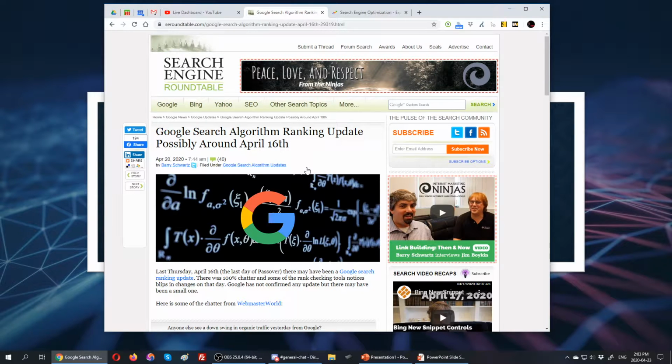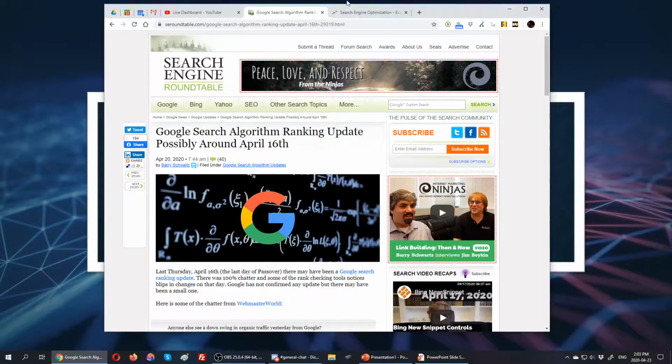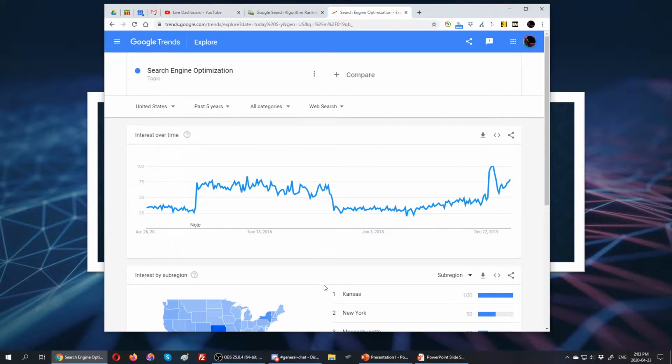So a huge percentage of those guys have been hit, which is not surprising to me because if you go over here and look at Google Trends, Google has been hitting the SEO industry hard. This is the November update. And then just recently when Corona came out, people thought maybe they should be doing SEO and the interest in SEO ramped back up. It's been higher than it's ever been in 5 years. This is 5 years' time.